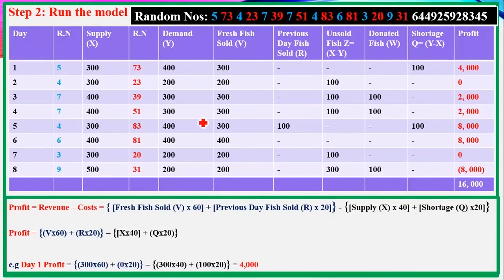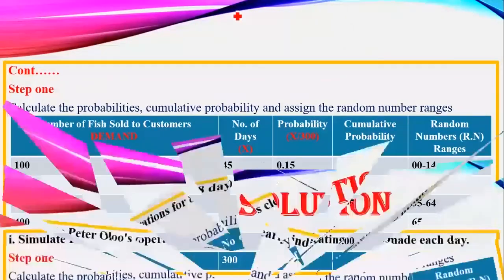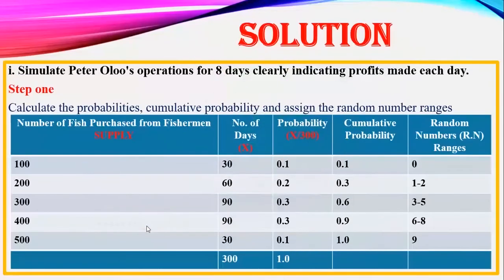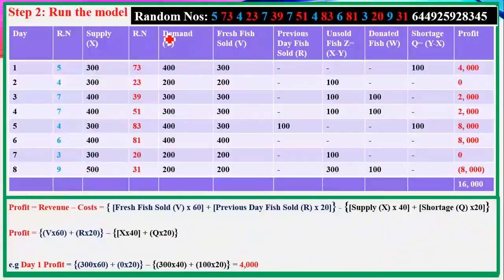Having looked at that, it's time now to run the model. That is step 2. Run the model. So I'm going to use the random numbers that we have been given to run this particular model. If I was to take you back to what we were given here, we are told to use these random numbers here. These are the random numbers we are supposed to use, and those are the numbers that I have copied here. You can see that I have just taken them the way they are.